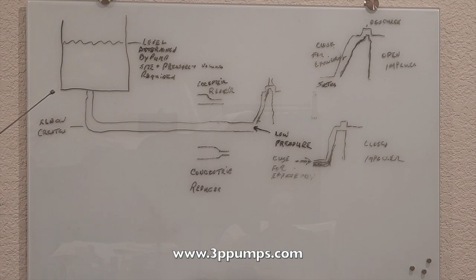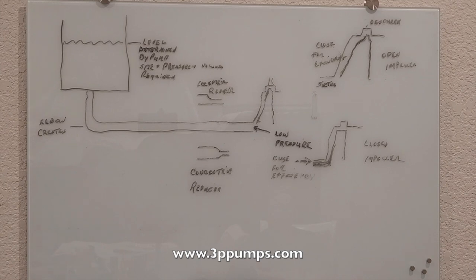The next thing you have to understand is when a pump starts at 3600 RPM or 1700 RPM, you create a tremendous low pressure area right at the eye of the impeller.